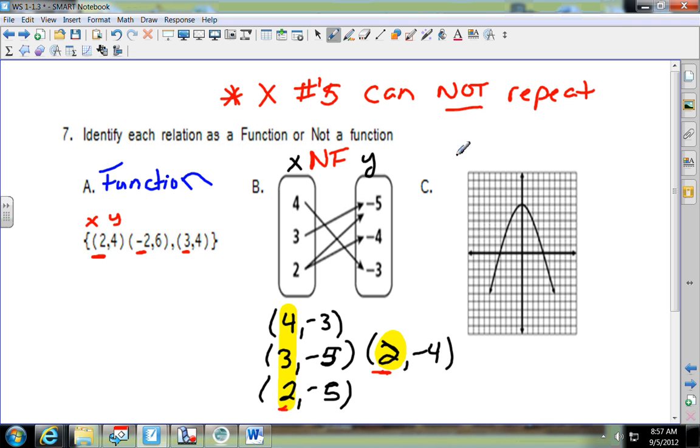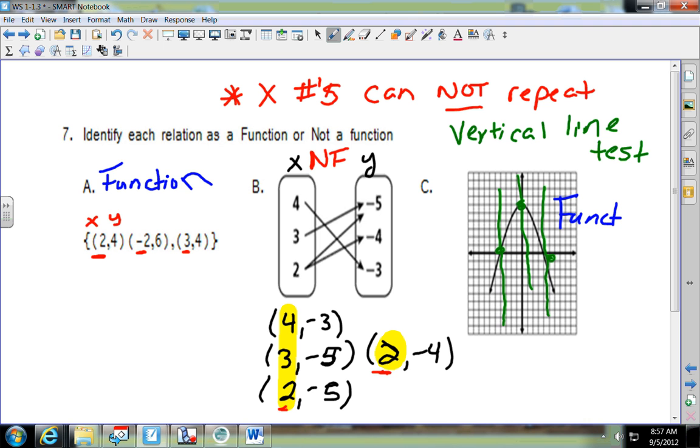Another way to tell from a graph is called the vertical line test. Meaning if I draw a vertical line and it only touches my graph once, then that means yes, this is a function. There will be more on this soon in the next coming days in our class, and they're also online.